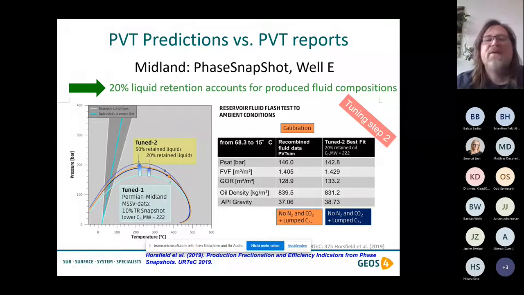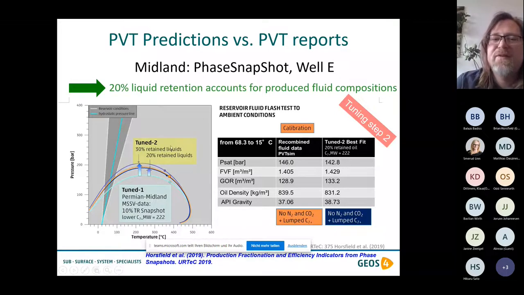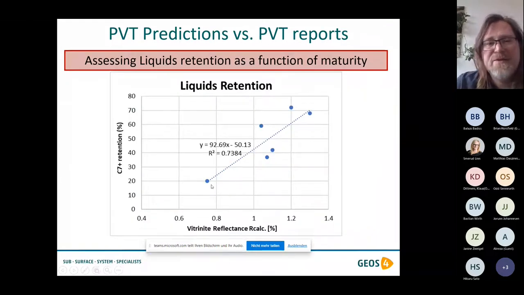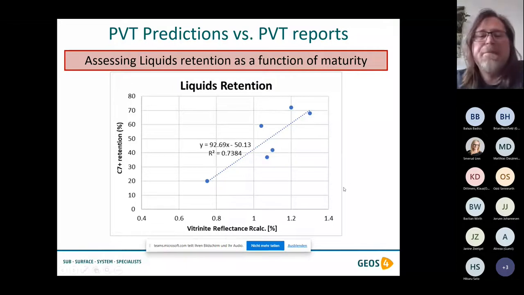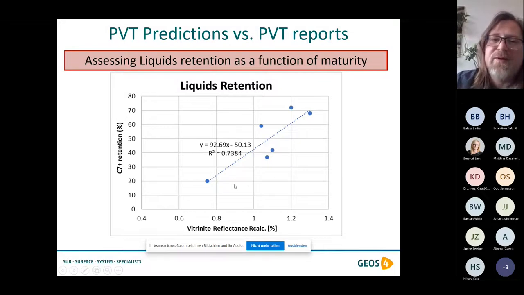So now comes the question, why do we have such different liquid retentions, such extensive liquid retention? One major control that we found is that maturity is a major control on liquid retention. It increases strongly from roughly 20% at a vitrinite reflectance around 0.7 or 0.8 up to almost 70%. This was based on a study of a homogeneous source rock play from which black oils to condensates were produced, so it is not a collection of different petroleum systems. 70% liquid retention is really excessive, and so one should think about changing the production strategies a little bit to get at least some of the liquids that are left behind.